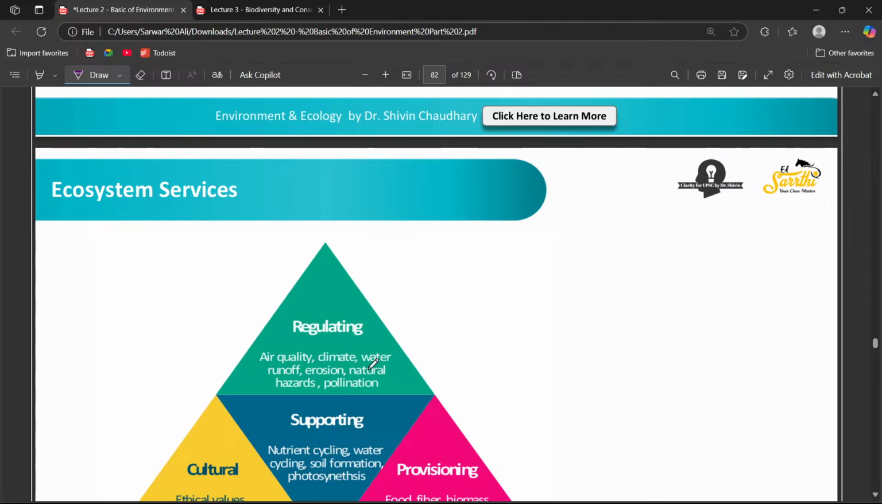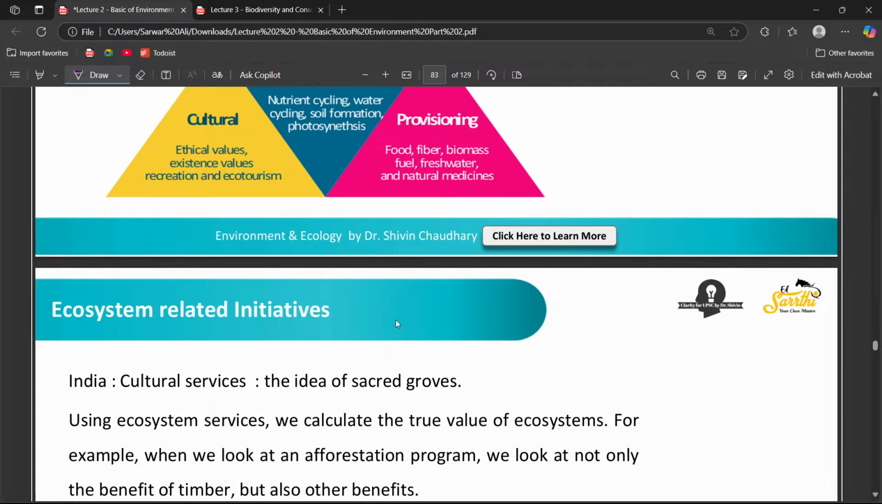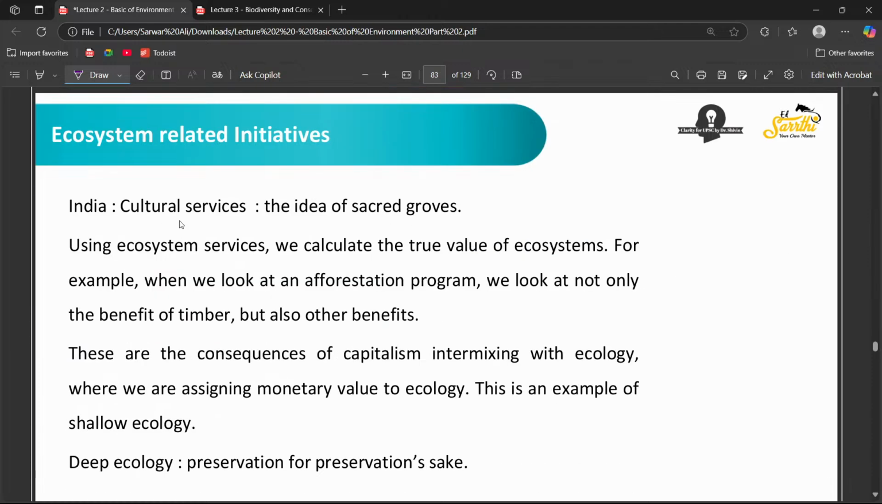Regulating is air quality, climate, water runoff, erosion. Supporting is nutrient cycling, water cycling, soil formation, photosynthesis. Culture is ethical values, existence values, recreation, and ecotourism. Provisioning is whatever materials we are getting from the ecosystems: food, fiber, biomass, fuel, fresh water, natural medicines. In India, cultural services include the idea of sacred groves.